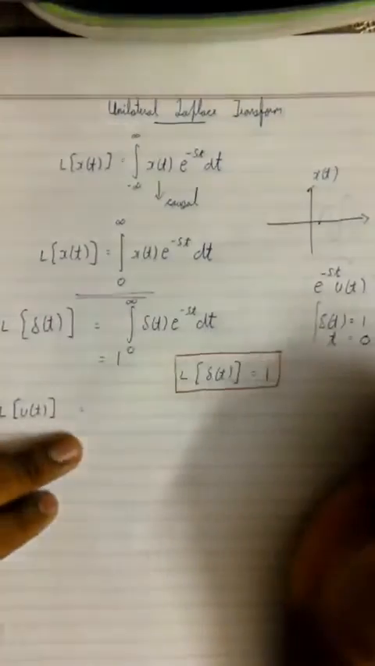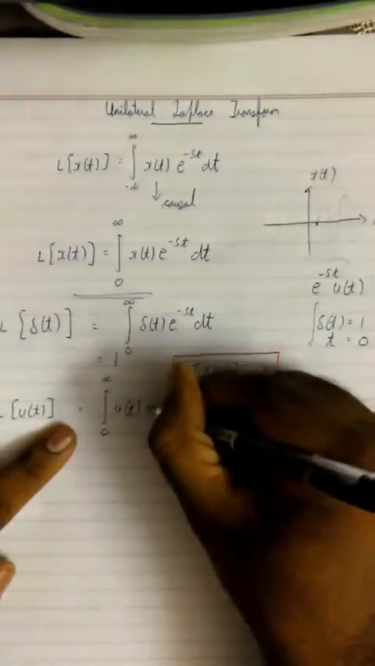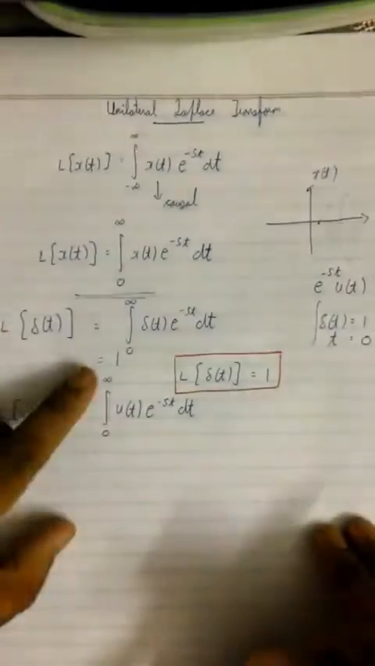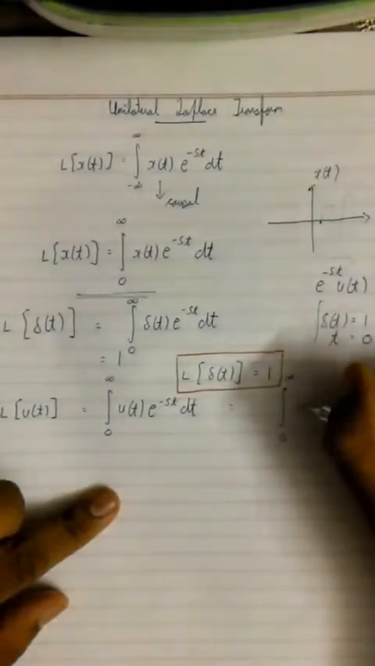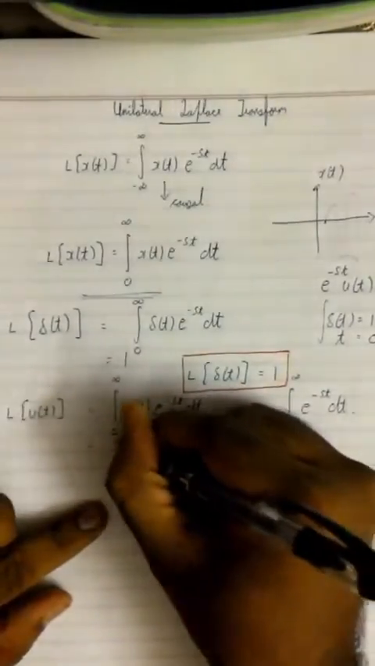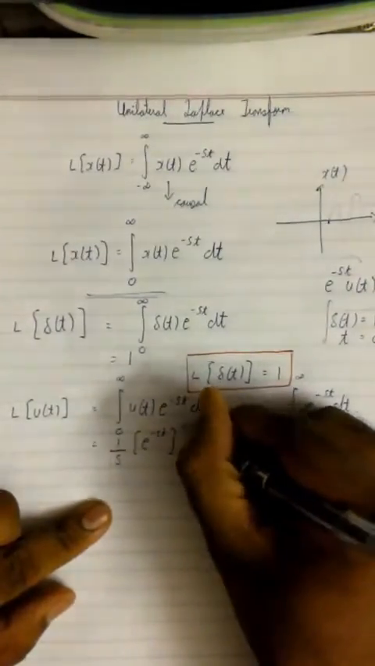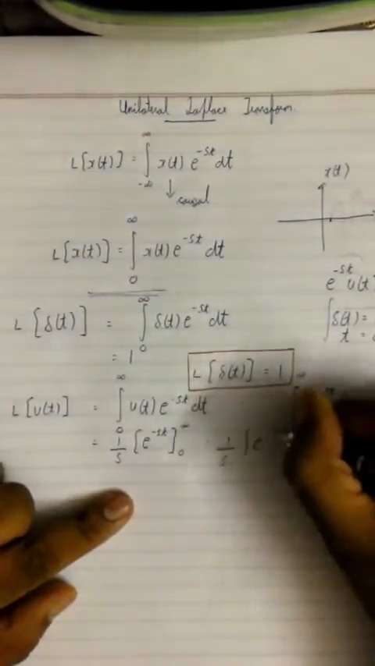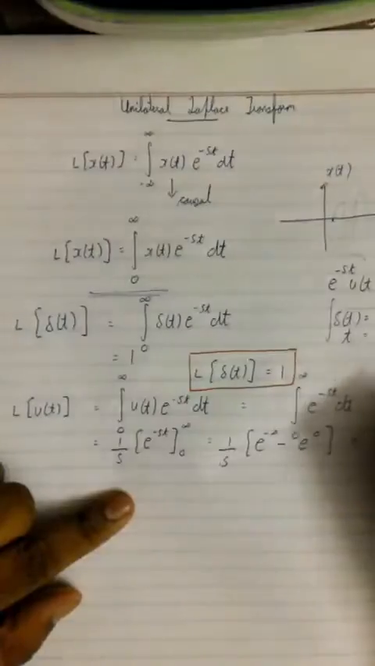So if I apply the unilateral Laplace transform to u of t, I will get integral 0 to infinity u of t into e raised to minus st dt. The value of u of t from 0 to infinity is 1. So this will become integral 0 to infinity e raised to minus st dt. This will in turn become 1 by s into e raised to minus st from 0 to infinity. This will become 1 by s into e raised to minus infinity minus e raised to 0. So this will become 1 by s.